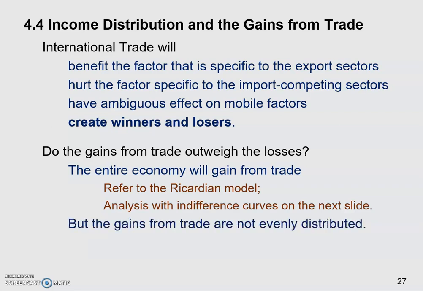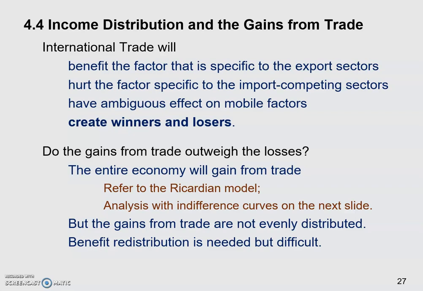Now here, because trade creates winners and losers, we could conclude that the gains from trade are not evenly distributed. Now, because of this, from the policy perspective, we would say benefit redistribution is needed but difficult. Now, why is benefit redistribution needed? As we said, we got winners and losers.